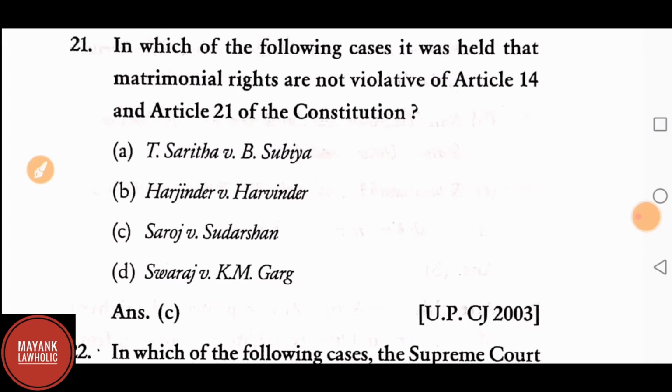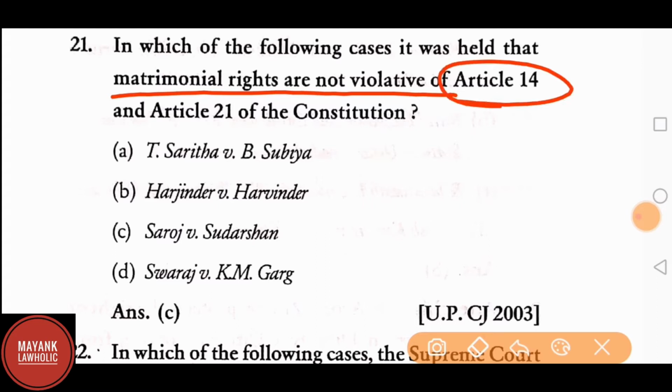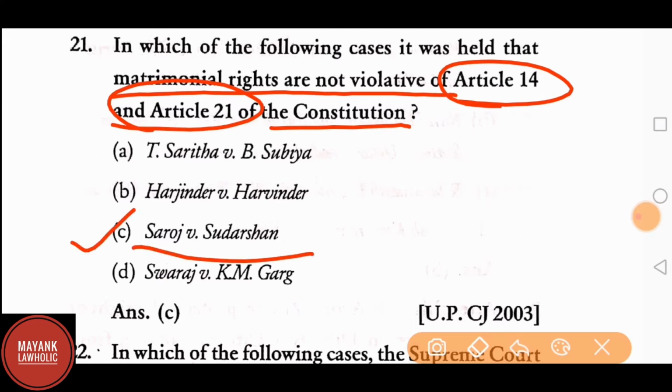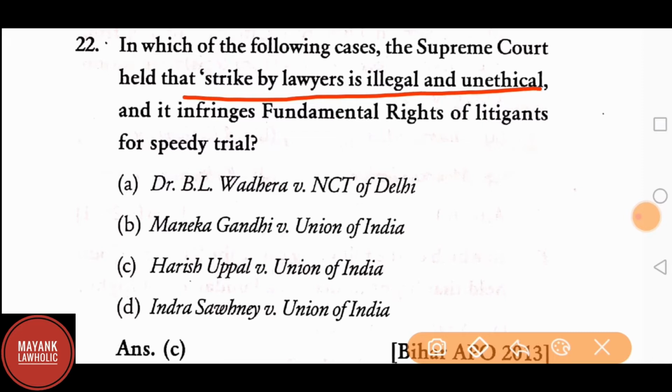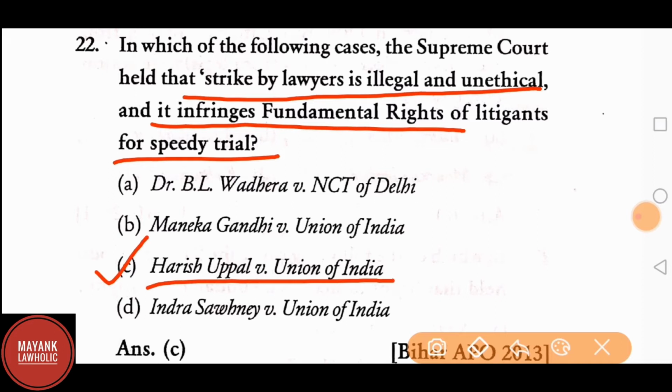Question number 21. In which of the following cases was it held that the matrimonial rights are not violative of Article 14 and Article 21 of the Constitution? The answer is C. Saroj versus Sudarshan. Question number 22. In which of the following cases did the Supreme Court hold that strike by lawyers is illegal and unethical and it infringes fundamental rights of litigants for speedy trial? A. Dr. B.L. Wadhera versus NCT of Delhi. B. Maneka Gandhi versus Union of India. C. Harish Uppal versus Union of India. D. Indira Sawhney versus Union of India. The answer is Harish Uppal versus Union of India.